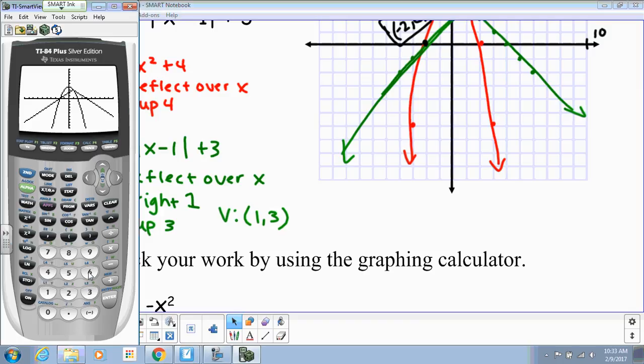So anytime you want the calculator to help you find something on your graph, you most likely will go to the calculate menu. So that's second trace. Second trace. And we want where they intersect. So go down to number 5. Number 5.